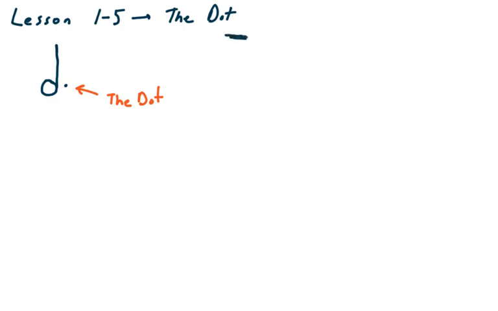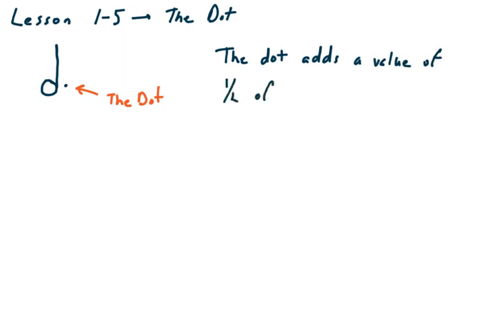It's really technical, but hopefully it'll help some of you understand it. The dot adds a value of half of the note to the note. Yeah, that's kind of confusing. So let me give you an example.